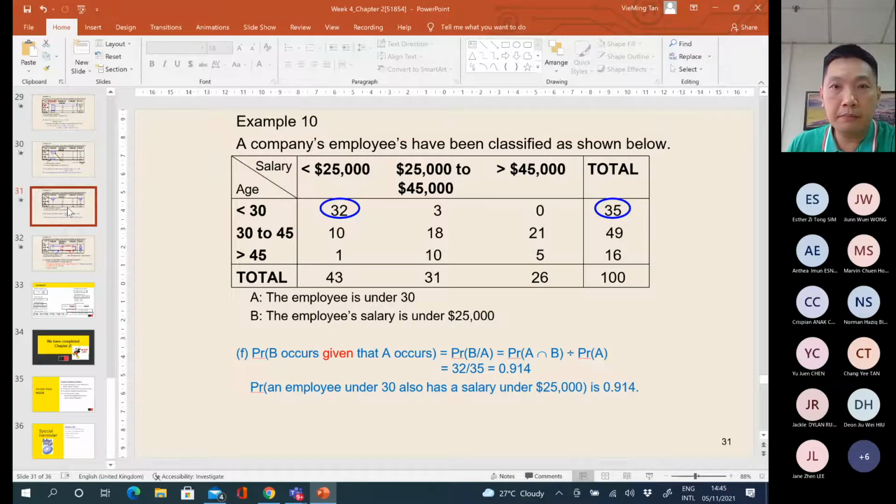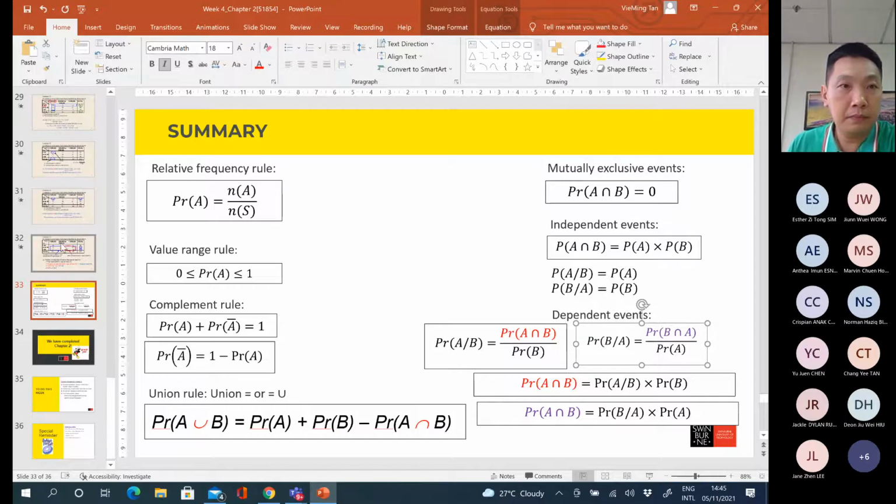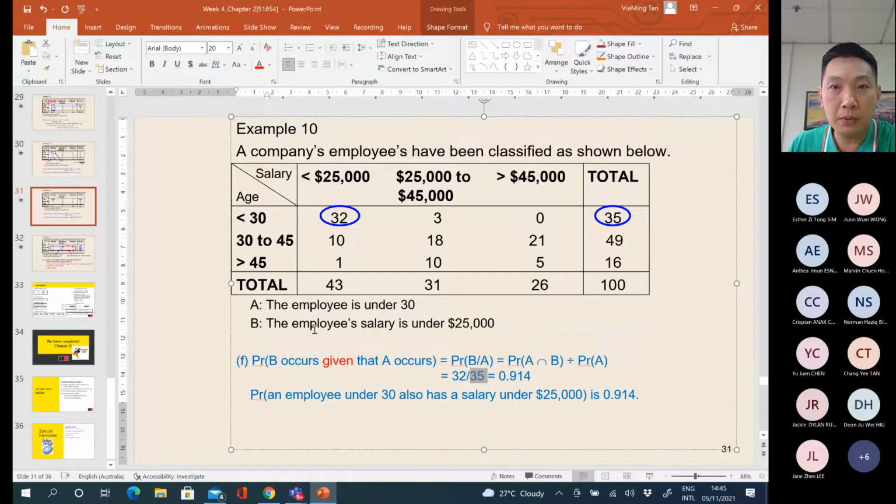So this question is to calculate the probability of B given that A happened. You can use the formula of the probability of B intersect A divided by the probability of A. The only difference is the denominator. Probability of A refers to the number of employees who have age below 30 years old, so altogether 35 of them. Substitute it here and we get 0.914.